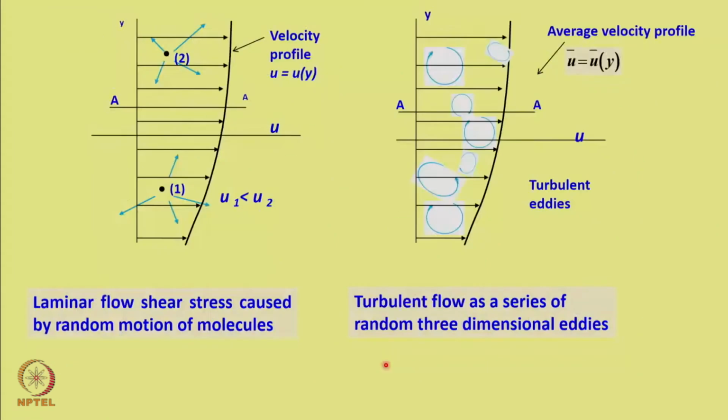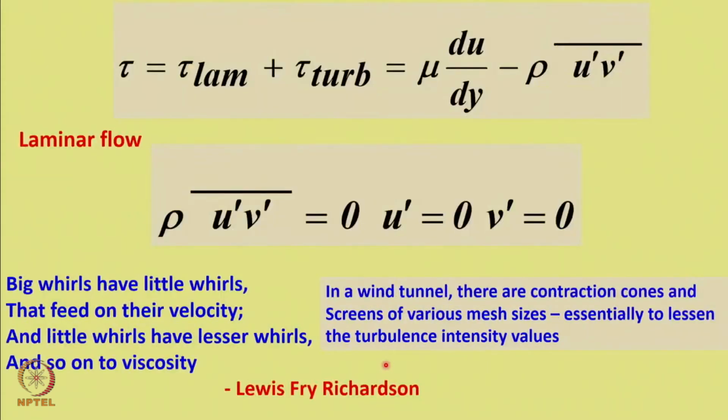So this was the physical significance of the turbulent stresses, and then we said that the total shear stress is equal to tau laminar plus tau turbulent. So that is mu del u by del y minus rho u prime v prime bar. So in laminar boundary layer you have minus rho u prime v prime bar as 0 because u prime is 0 and v prime is 0.